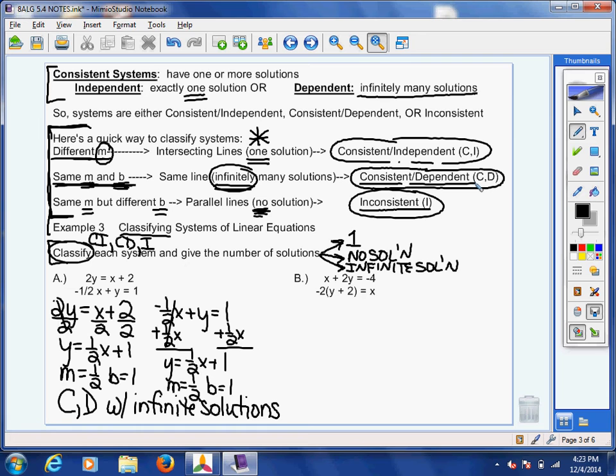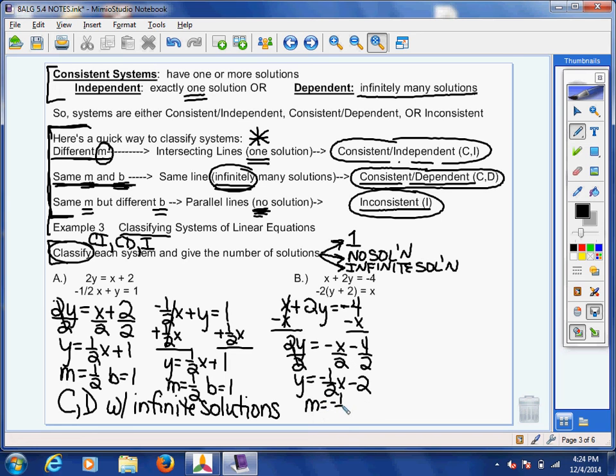Okay, so let's look at letter B. We have x plus 2y equals -4. Now, that is in standard form, and I'm going to go ahead and turn that into slope-intercept form. So I'm going to take away x, and then I've got 2y is equal to -x minus 4, and then divide everything by 2. So it looks like I got -1/2 x minus 2, so m is -1/2 and b is -2. That's information I definitely need.